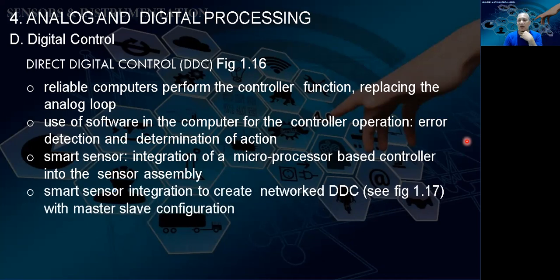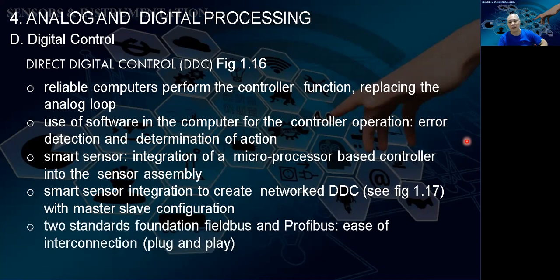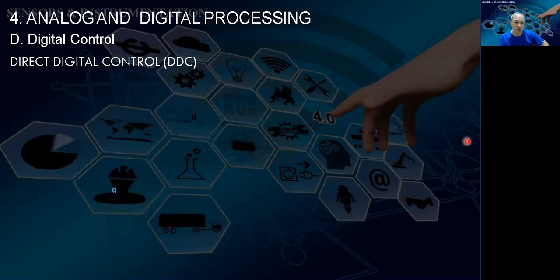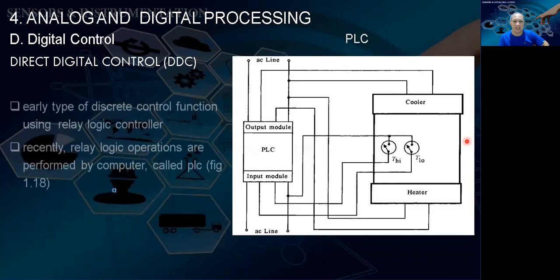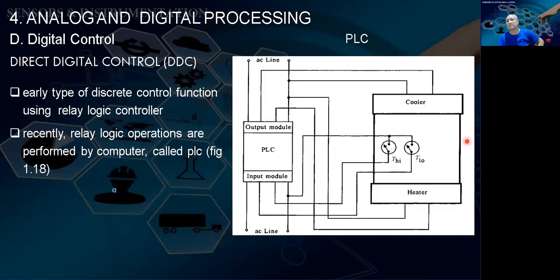We can look at figure 1.7 in the book. It has a master and slaves. As I mentioned before, the SCADA system is the master, the supervisory, and then there are many slaves to control. And there are two standards, Foundation Fieldbus and Profibus. This is about plug and play, ease of use, and interconnection, but we don't study it here, just to show you the bigger picture. So this is the DDC.